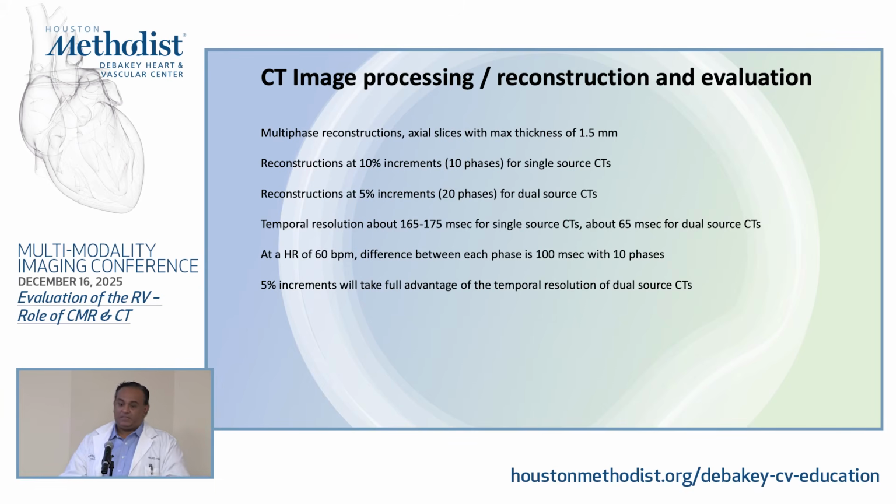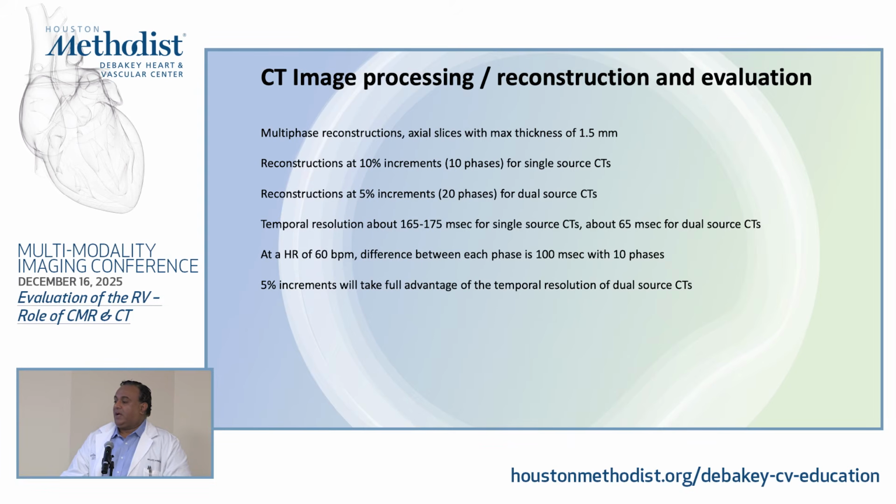But here we have a Siemens scanner, and as you know, Siemens pioneered the dual source technology. So if you have dual source CT, to make full use of that technology, you can have 20 phases per cardiac cycle at every 5%. And the reason for that is the temporal resolution is much better with dual source CTs. For single source CTs, it's around 160 to 170 milliseconds, and it's much better, 60 to 70 milliseconds, for dual source CT.